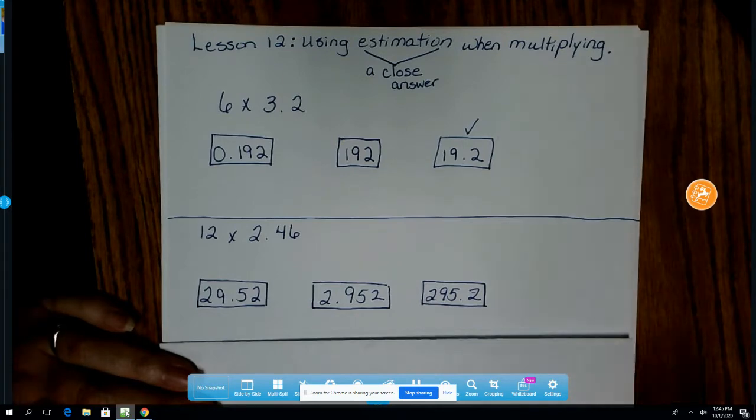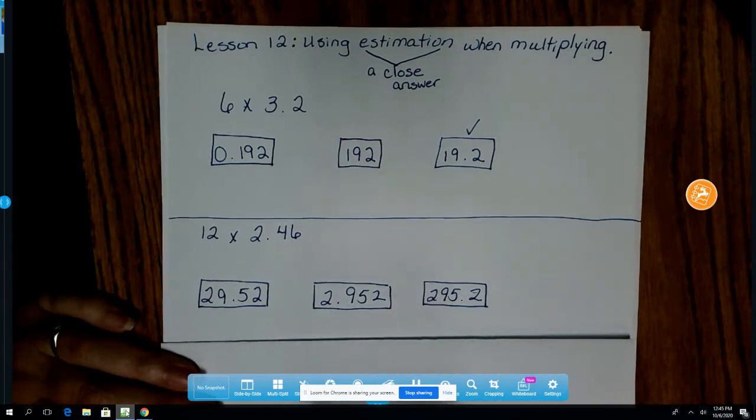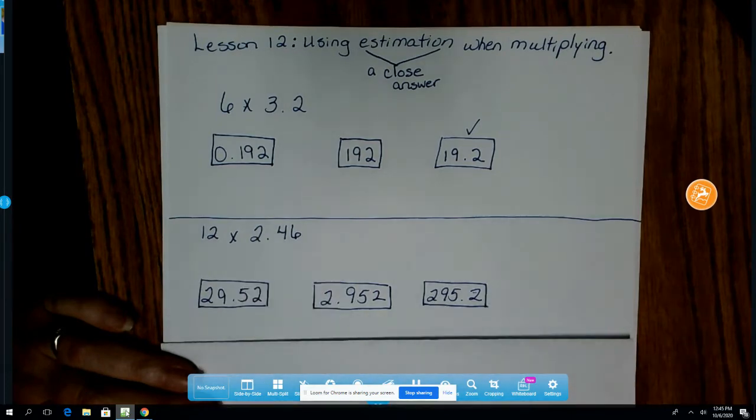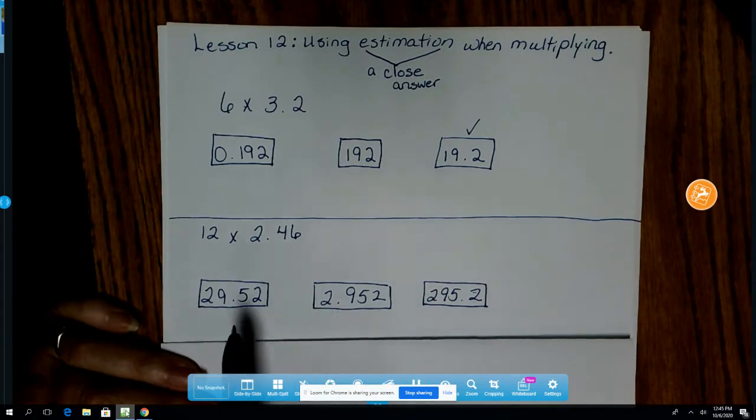Okay, I'm glad you're back. So if I look at the whole numbers here again, I have 12 times 2, which I know is 24. So I'm looking for the choice here that's going to get me pretty close to 24. So if I look here, 29, well, that's pretty close to 24, but I should probably check the other 2 answers as well to make sure that this is the best answer.